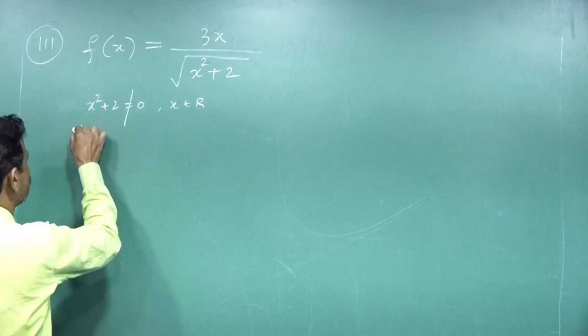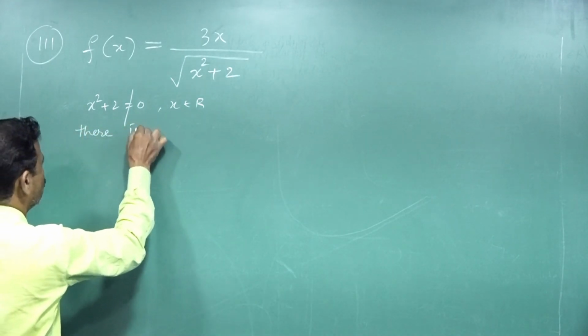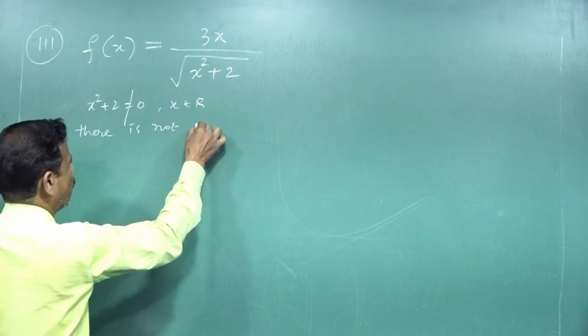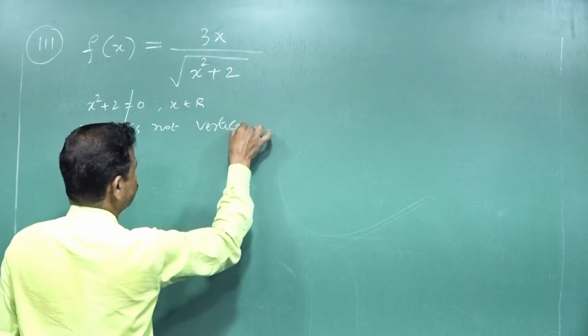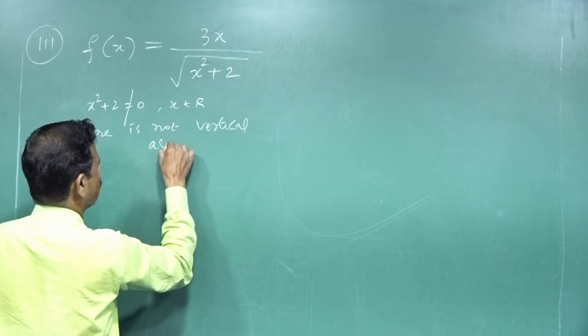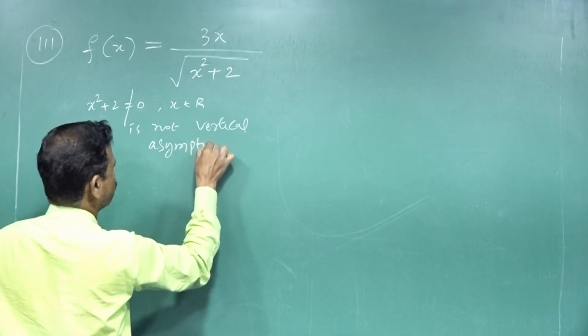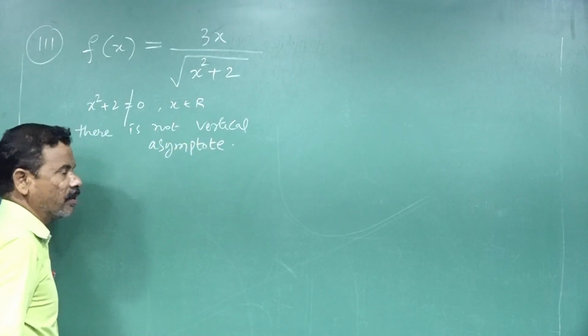That's why there is no vertical asymptote. There is no vertical asymptote.